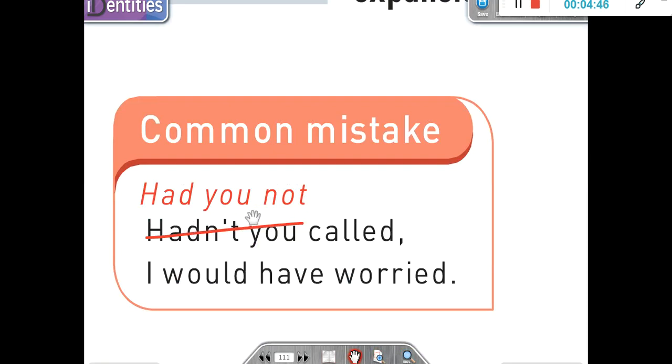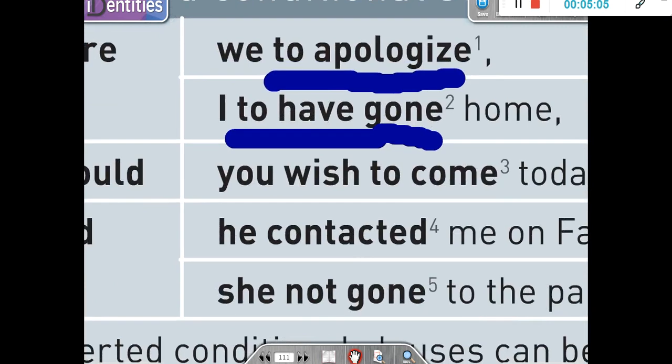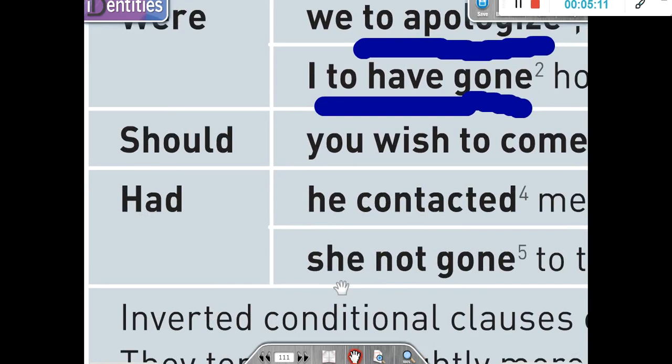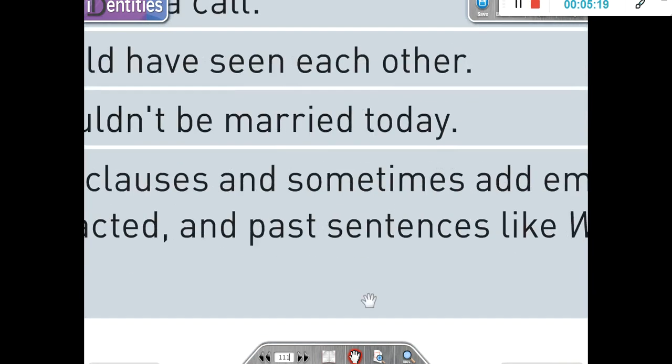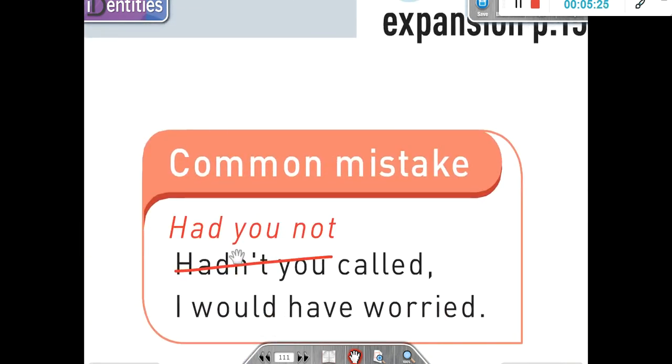Observe. Had you not, because you can never put hadn't. This is forbidden. Always you are going to put had, then the subject, and the negative form the same as we have here. Have the subject and not. Maybe you desire to put an underline here with the same color or highlighted, yes, highlighted with the same color here.